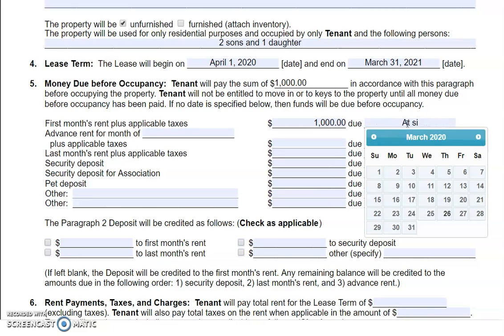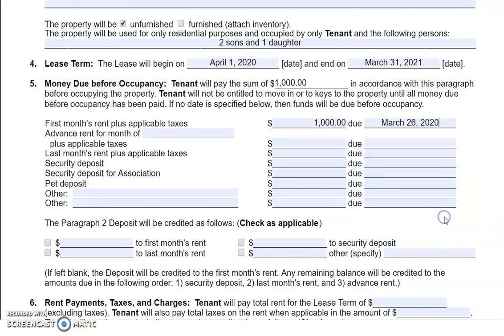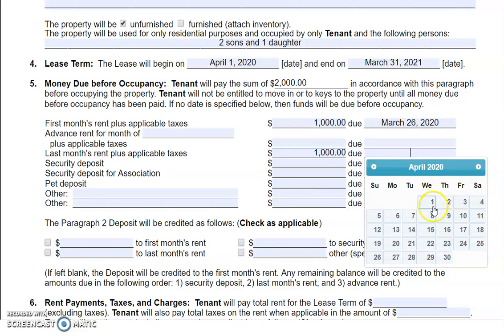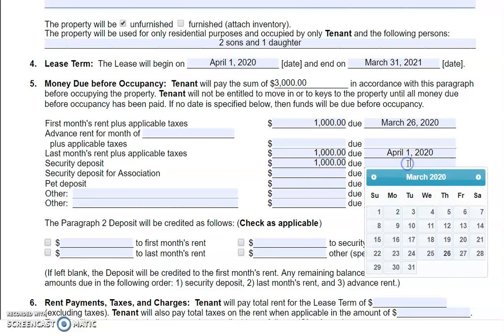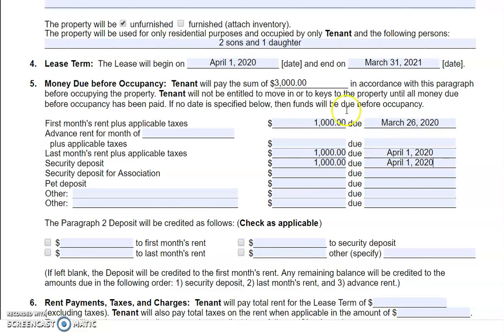I'm going to write today's date because we are receiving the money today. So I have last month, because I don't have advance rent. Last month I'm going to put also 1,000. And that's going to be on April the 1st when they move, and a security deposit also of 1,000, also in April. So what I'm telling everybody is that right now I have 1,000, and I'm going to receive 2,000 on April 1st.